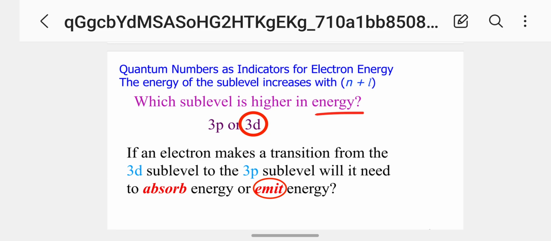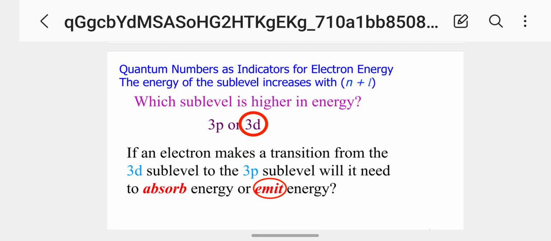I am asking this question: does the electron need to absorb energy or emit energy for its transition from 3d to 3p?